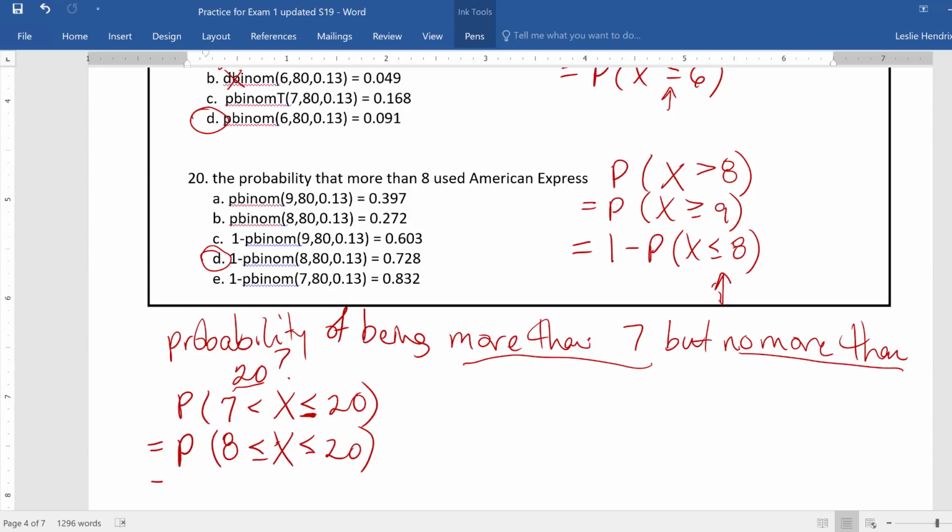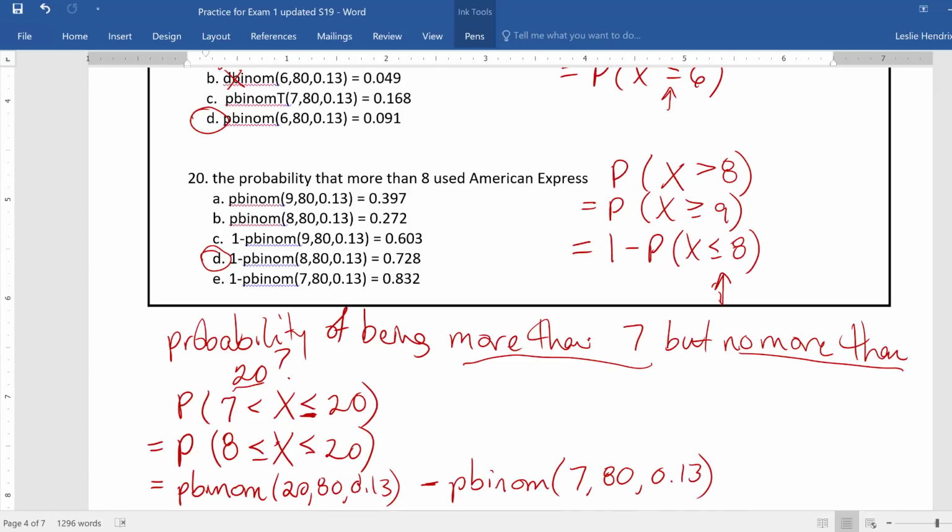And I can use p binom of 20, right? But what does that give me? That gives me 20 on down. But I only want to keep 8 through 20. So if I want to keep 8 through 20, but this p binom gave me 0 through 20, I can just subtract 0 through 7, which is p binom of 7. So think about it. If you want to keep 8 through 20, you can throw away 7 on down.